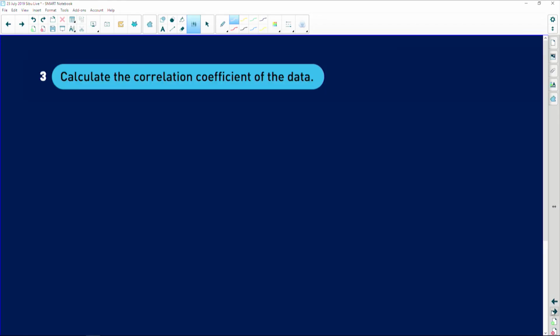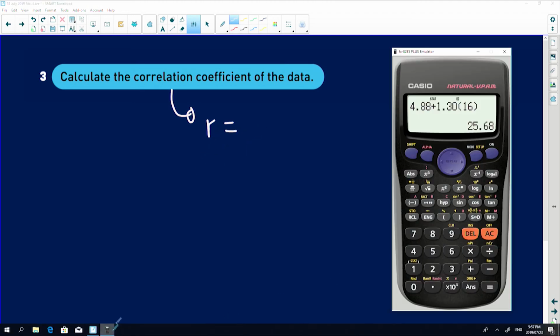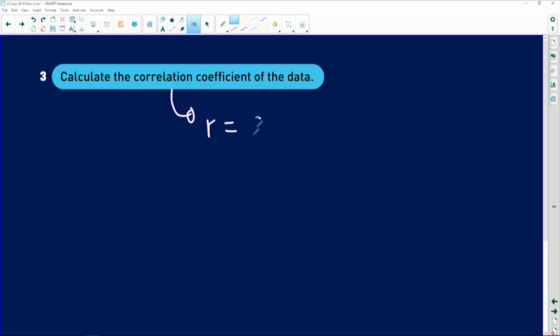The last part of this question is the easiest of all of them. We are asked to calculate the correlation coefficient for the data. The correlation coefficient is just R. So you have already worked out what R is. You can go back again and look at it under regression. It's option 3. Once you press the equals sign, you get 0.94. This is the correlation coefficient of this particular data.